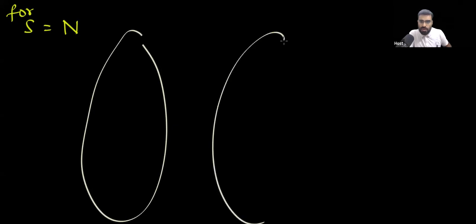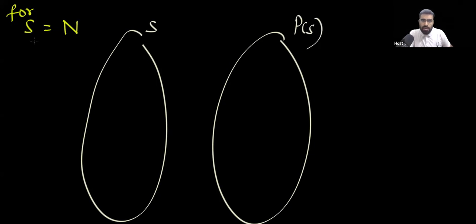For example, S can be any set; you can take any set. Let's assume S is N. For S equal to N, can you give me an injection from S to PS? This is your S, and this is your PS. In S, you have, for example, 1, 2, 3, 4, and so on. And what is your PS? In your PS, you have all the subsets of S.